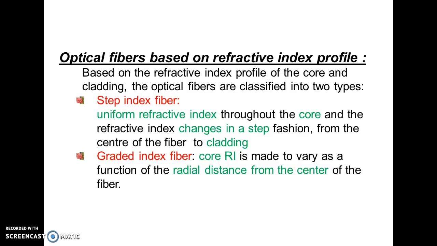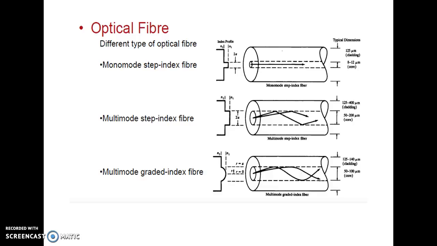Optical fiber based on refractive index profile can be classified into step index fiber, with uniform refractive index throughout the core, where the refractive index changes in a step fashion from the center of the core to the cladding, and graded index fiber, where the core refractive index is made to vary as a function of radial distance from the center of the fiber. So these are the fiber types depending upon the type of optical fiber: monomode step index fiber and monomode graded index fiber.